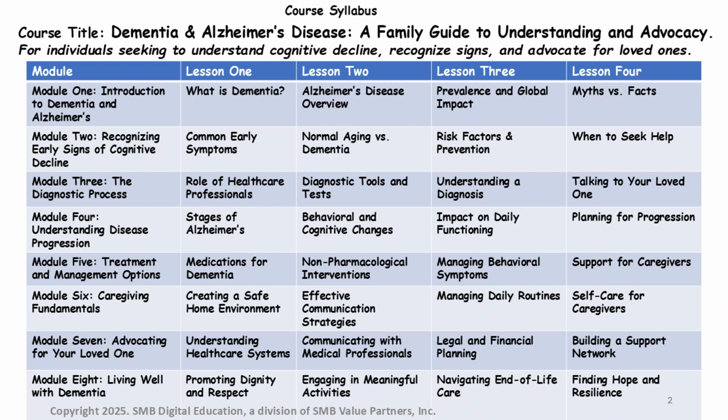Structured across 8 modules: Introduction to Dementia and Alzheimer's, Recognizing Early Signs of Cognitive Decline, the Diagnostic Process, Understanding Disease Progression, Treatment and Management Options, Caregiving Fundamentals, Advocating for Your Loved One, and Living Well with Dementia. This course provides a comprehensive exploration of dementia with a focus on Alzheimer's disease, covering its biology, diagnosis, treatment, caregiving, and societal impact.